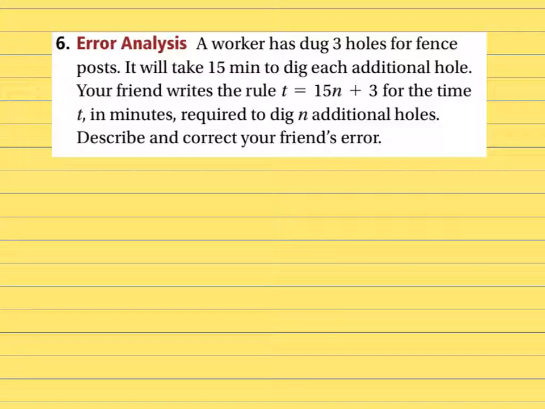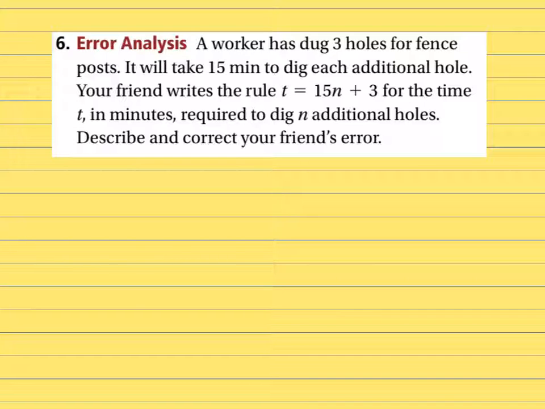Okay, so your friend writes the rule right here: the total amount of time in minutes, t, is going to be equal to 15n, the number of holes, n, times 15, because it takes 15 to dig each one, plus 3 for the 3 holes that were dug. Now, the error of the friend is that, yes, they dug 3 holes, but how long did it take them to dig those 3 holes?